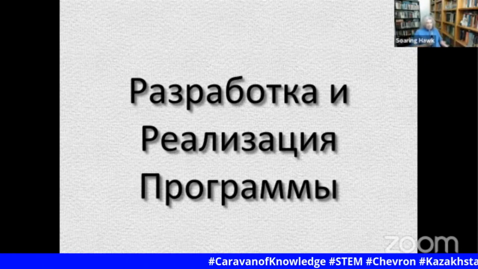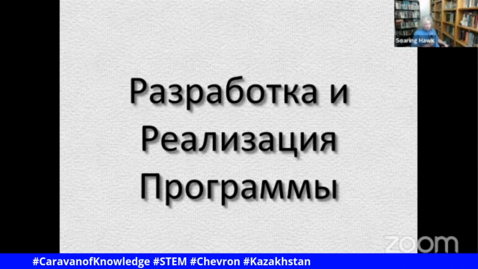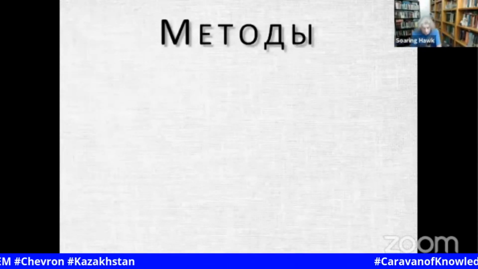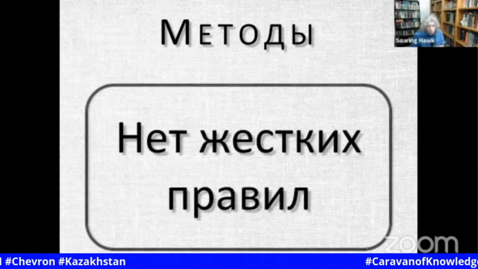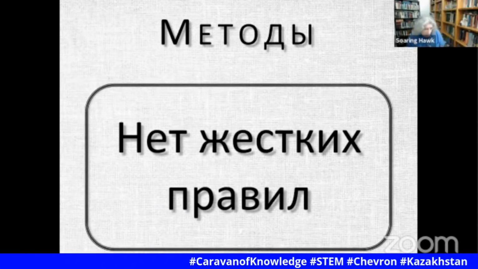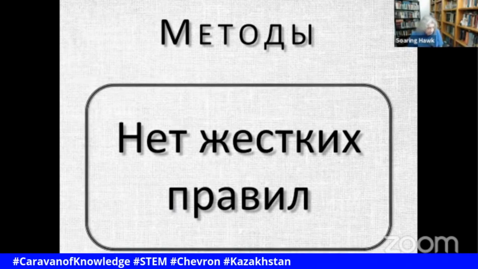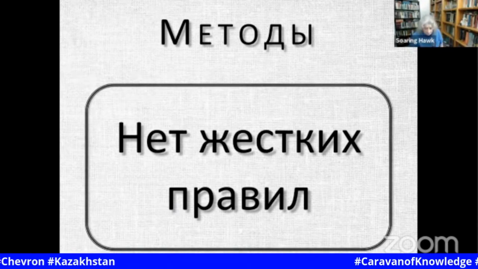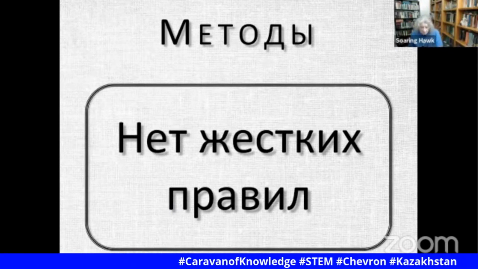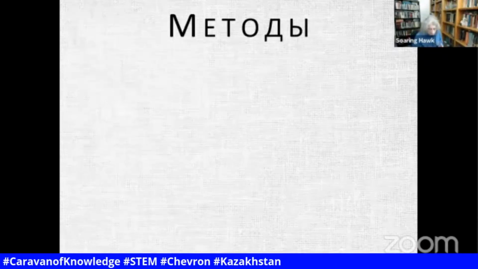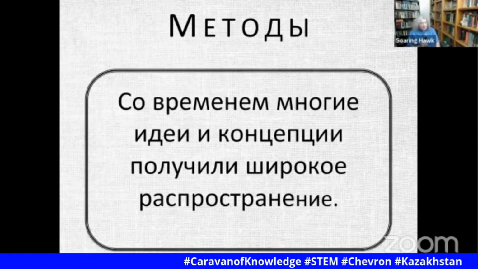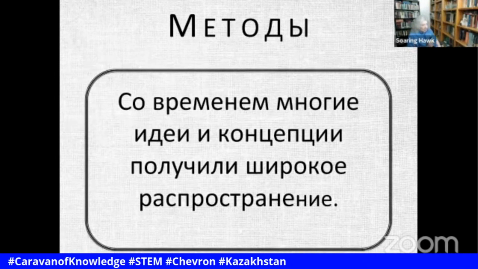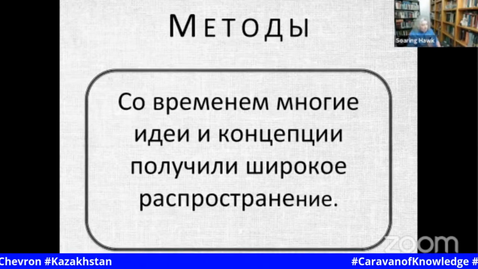So the first thing I want to tell you about program development and implementation is that there are no hard and fast rules. As I've worked on the development of different programs and the evaluation of programs, this is one thing that is clear. There are many different approaches to developing and implementing a successful program. But over time in the United States, there are ideas and concepts that have become widely accepted. It's like a template. People use different concepts like templates, so that you don't have to reinvent the wheel every time that you develop a program.